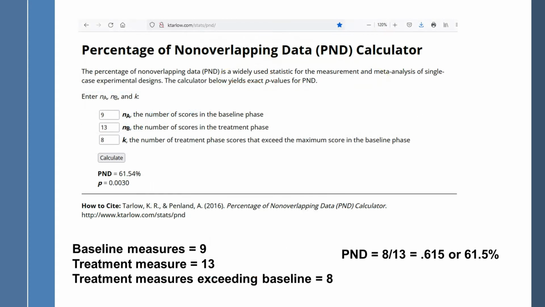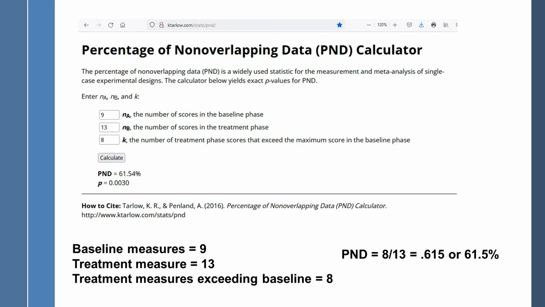Well, I go to Tarlow's calculator, because I want to see what the p-value is. And I plug in the values. The first number, again, is the number of baseline measures, that's 9. Then the number of treatment phase measures, that's 13. And the number of treatment phase measures that exceed the baseline, that's 8. And calculating it out, you can see that I got the same thing from Tarlow's calculator compared to what I did with the hand calculator.